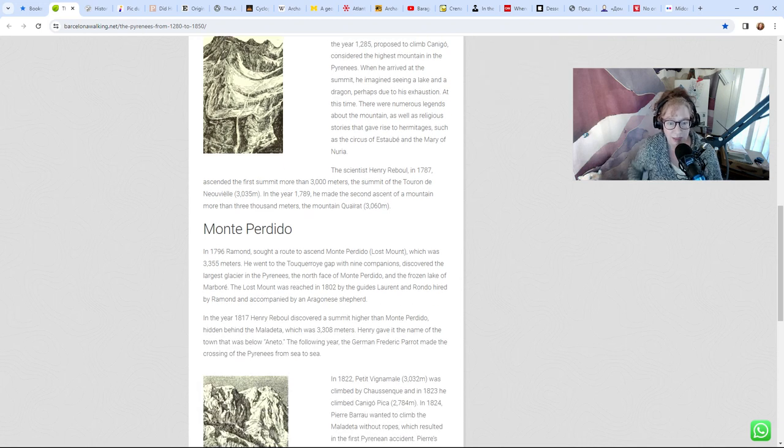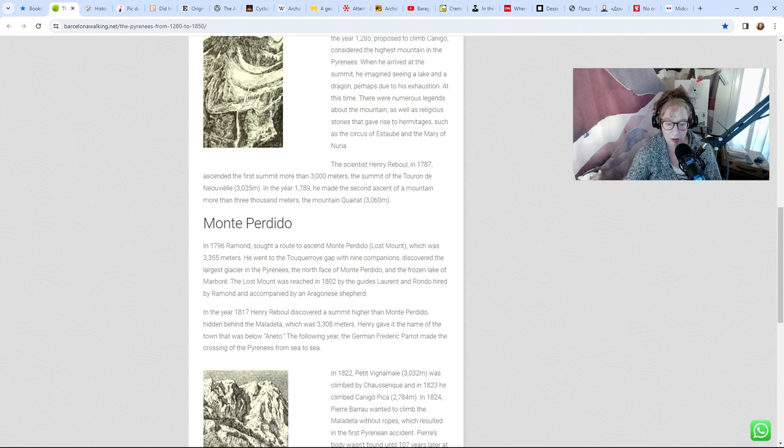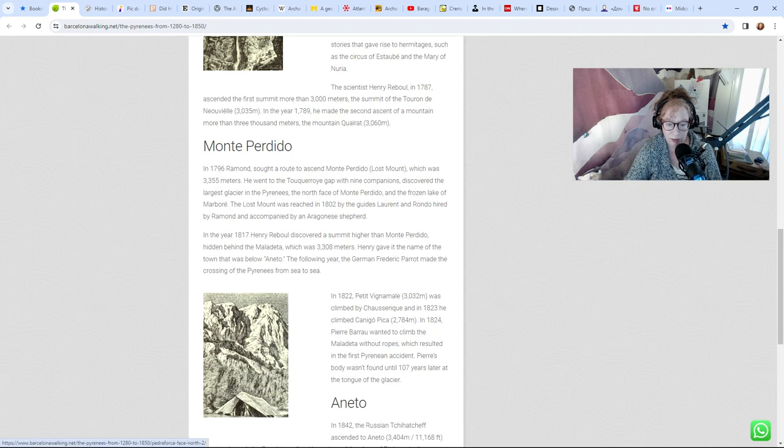In 1796, Raymond sought a route to ascend Mount Perdido, which was 3,355 meters. He went to the Tocoroy Gap with nine companions, discovered the largest glacier in the Pyrenees, the north face of Mount Perdido, and the frozen lake of Marbore. The Lost Mount was reached in 1802 by the guides Laurent and Rondo, hired by Raymond and accompanied by an Aragonese shepherd. There's probably a whole book in here that would be way more interesting. I'm just reading snippets.